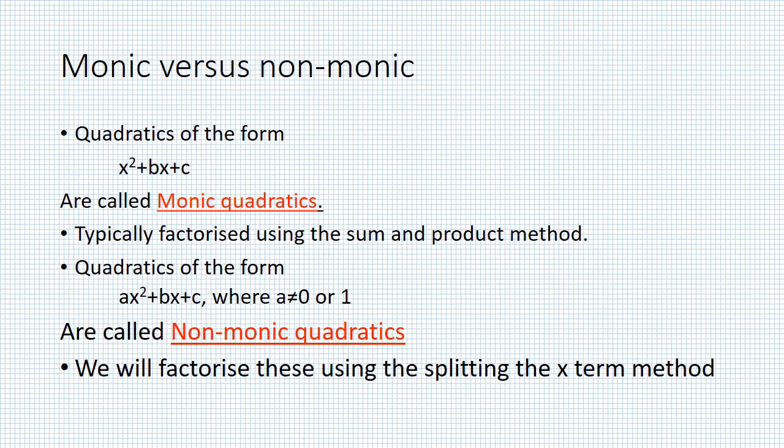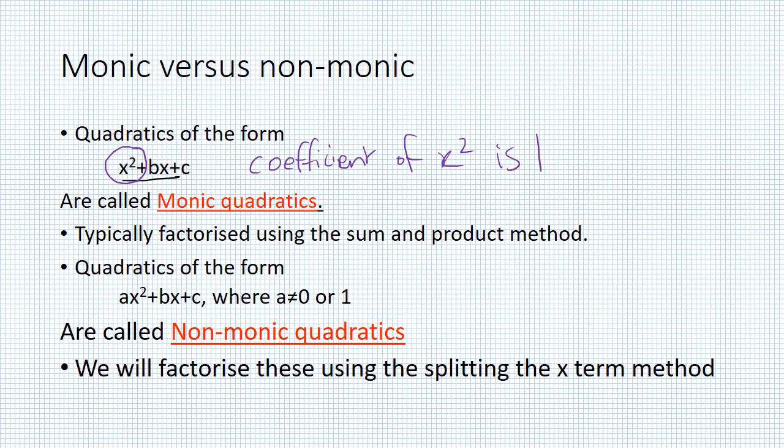So let's start off with the monic quadratics. Monic quadratics are ones of this form here. If you look at that, notice that the coefficient, or the number in front of the x squared term, is equal to 1. That's the key thing. So the coefficient of x squared is 1. It's the key thing that characterises a monic quadratic. Typically, we factorise these using the sum and product method.